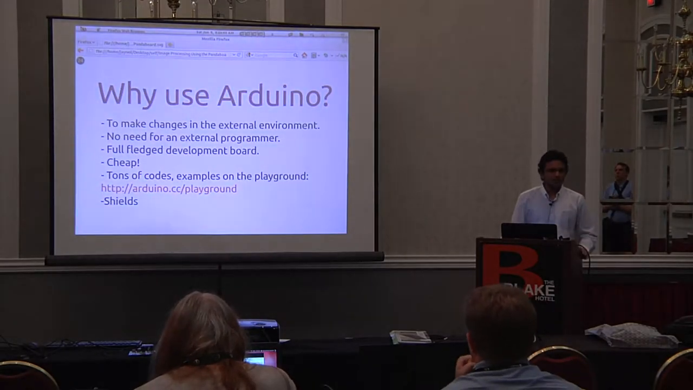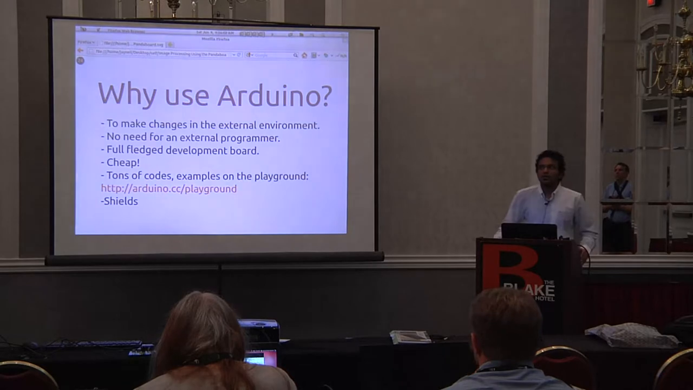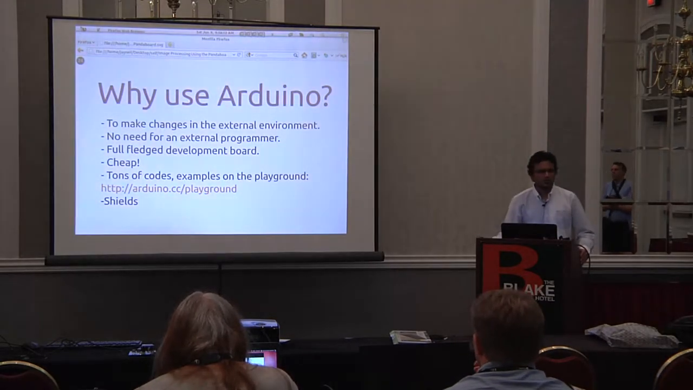And it's pretty cheap. I mean, you can get the Arduino Uno for about $25 max. And the Mega one should cost you close to $60.